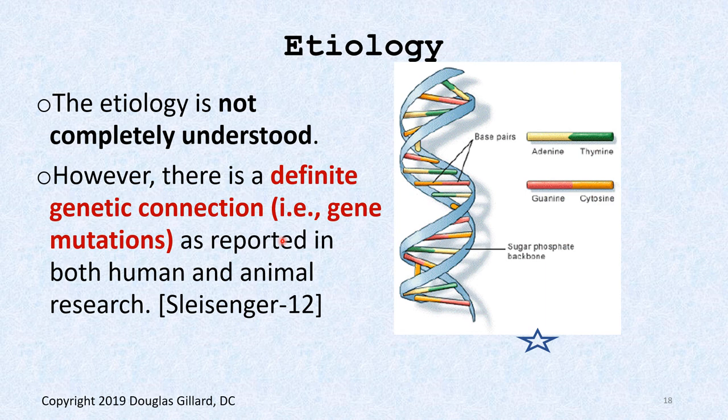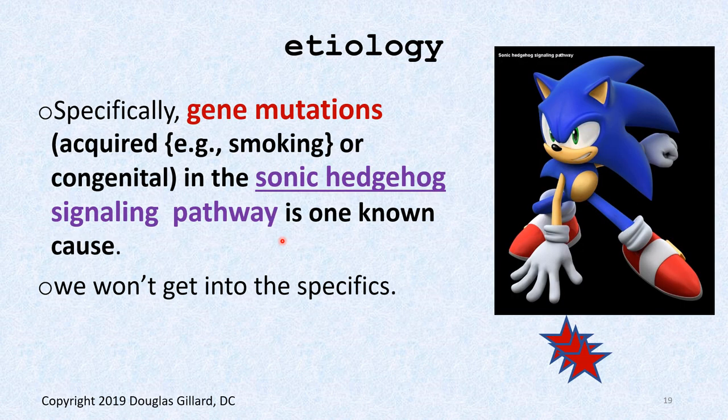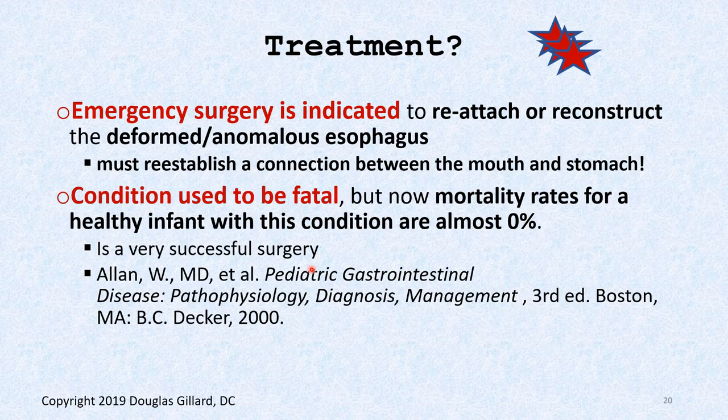What's the etiology? There's definitely some gene mutations that have been discovered. We won't get into those. But other than that, it's not completely understood. The gene mutations may be environmental, caused from smoking, some theories have been. But we do know exactly where the mutation occurs. It's somewhere in the sonic hedgehog signaling pathway. We won't get into the specifics on this, but there's sonic hedgehog. That's the problem with this. What's the treatment?